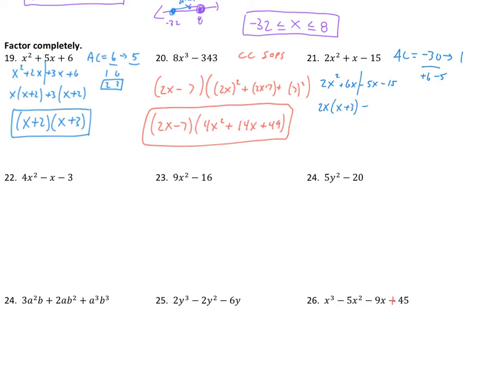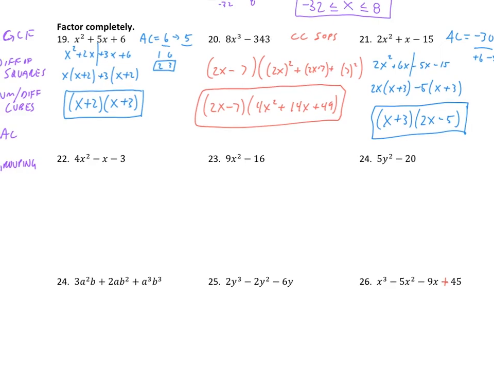Negative 5x and negative 15 both have a negative 5 in them, so I take out that negative 5, which leaves me with positive x, positive 3. And so those x plus 3's go together. And the 2x minus 5, the leftovers, go together. So there's my factorization for number 21. AC method.